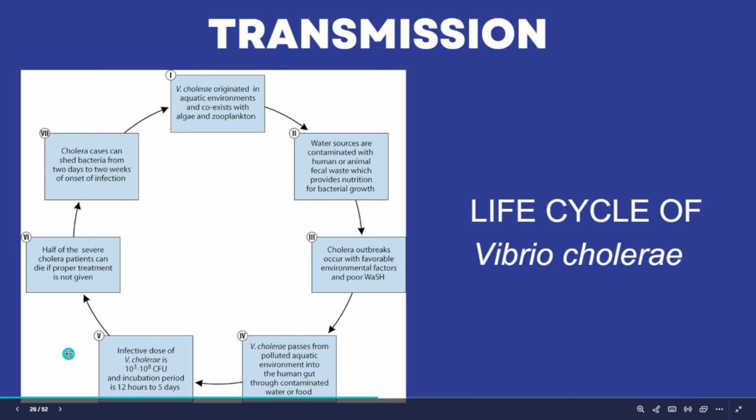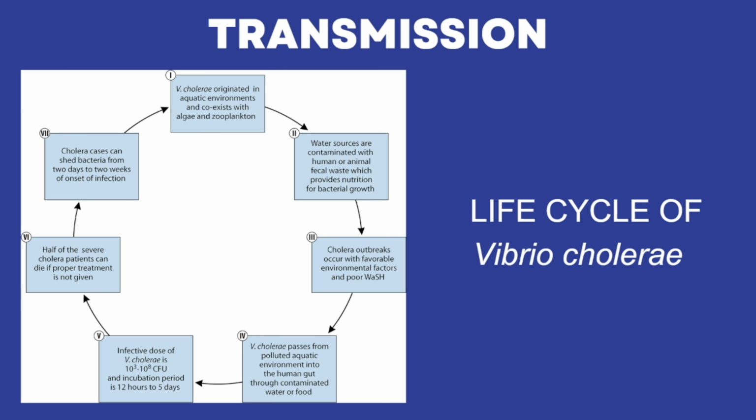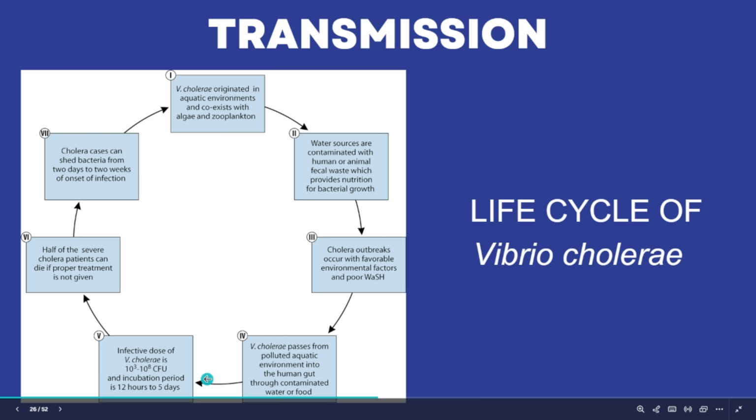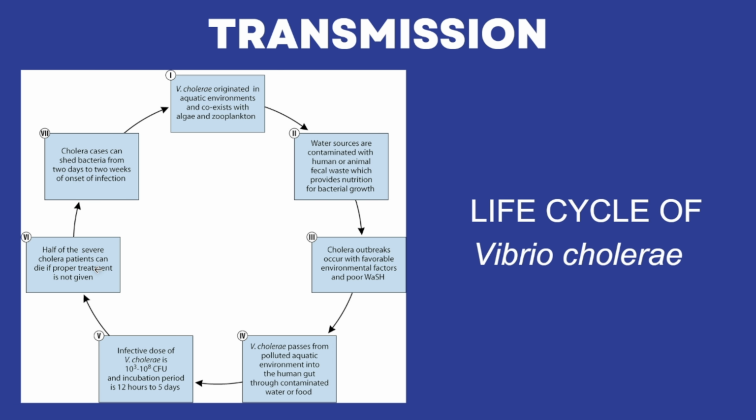After that, you will get the incubation period, which is normally up to 5 days. When the cholera bacteria start to infect many cells in your body, you will show the symptoms. The major symptom is dehydration. Half of severe cholera patients can die if proper treatment is not given. Cholera cases can shed the bacteria from 2 days to 2 weeks after the onset of infection.